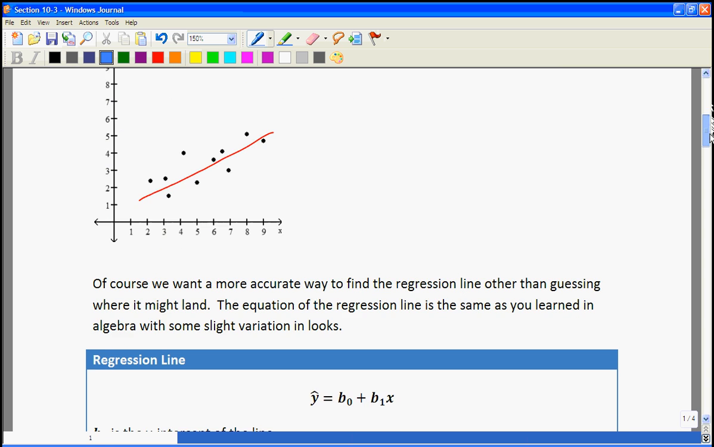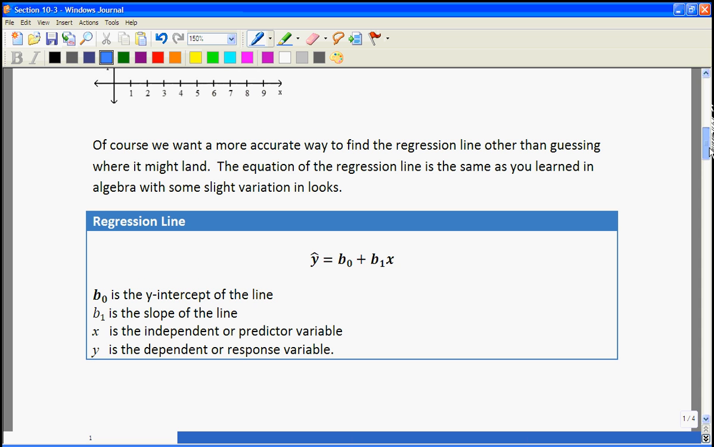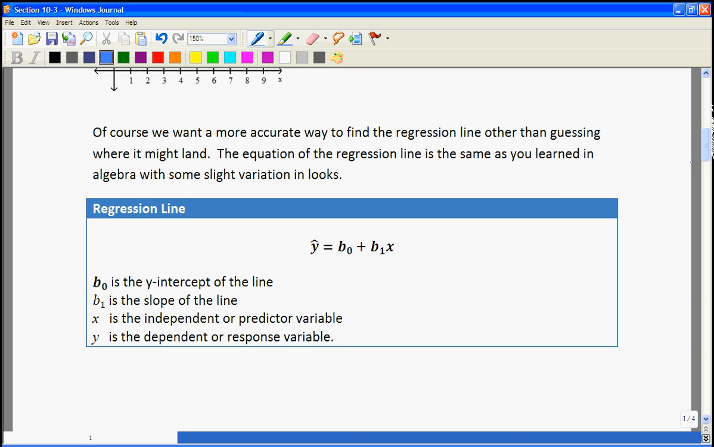Well, of course, we want something a little more accurate than just guessing at the regression line. So we have this formula, and it should look pretty familiar to you compared to some other techniques you've learned in algebra. For the regression line, we have y hat equals b sub 0 plus b sub 1 times x. Does that look familiar at all? Hopefully it should. It should remind you of y equals mx plus b.